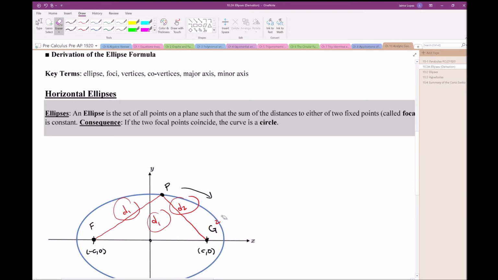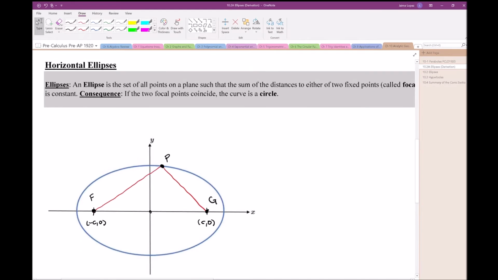So I'm going to try to erase the second one and just leave the initial. Just take that as an arbitrary point P along the curve. What's true for any point on that curve is that if I take the distance between F and P and then G and P, and add those two numbers together, I get the same value no matter where I place that point P.